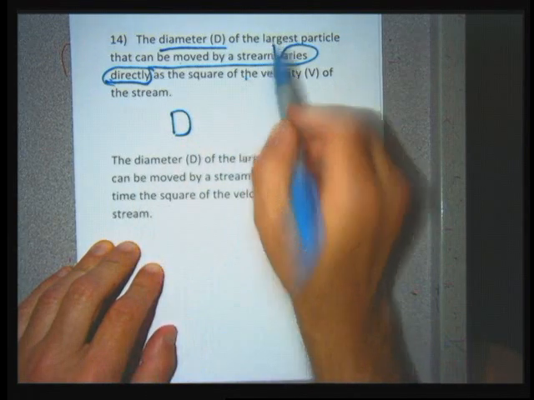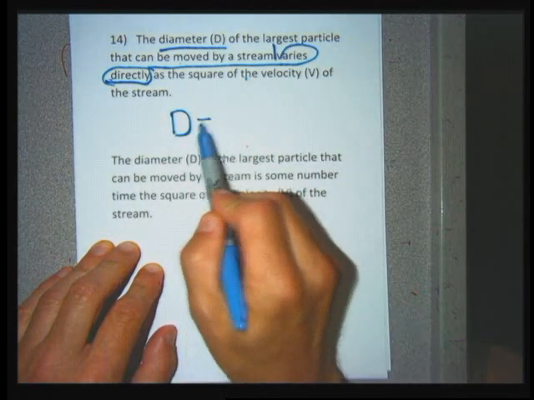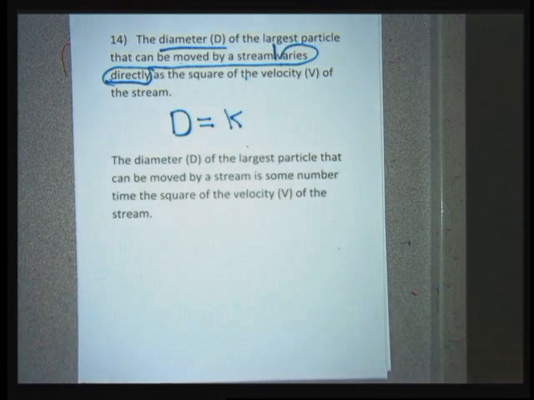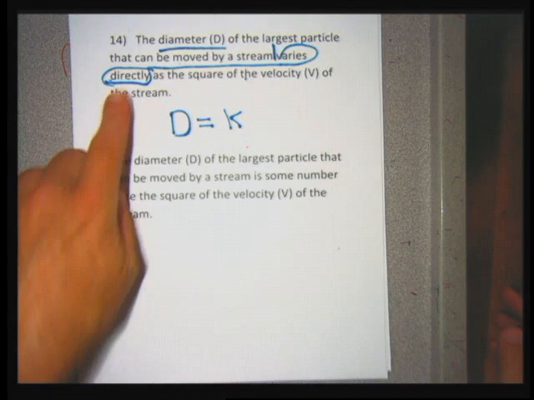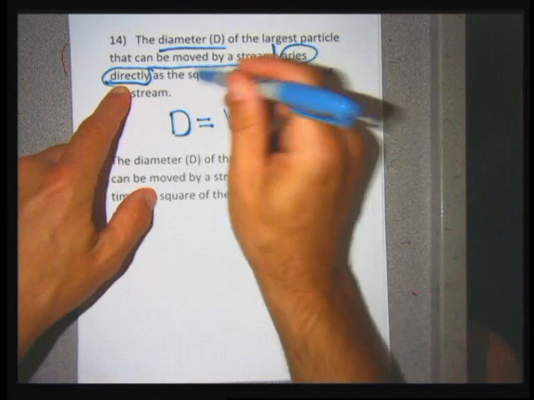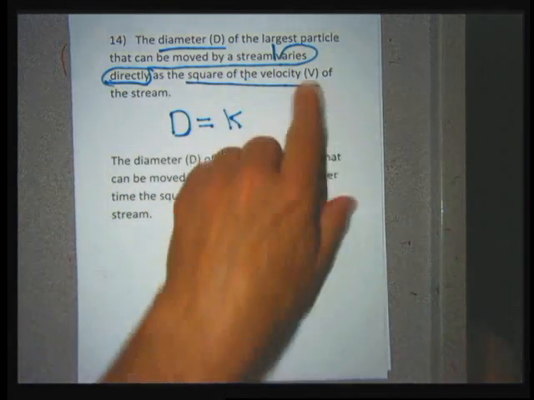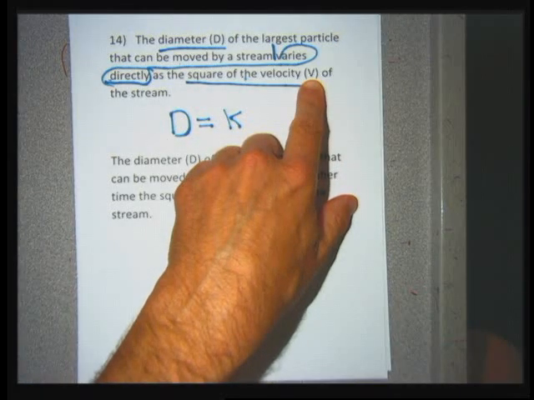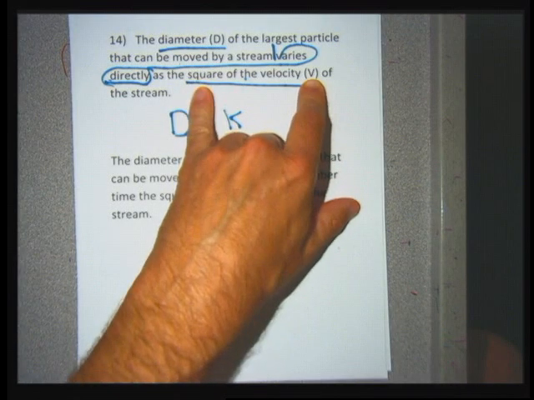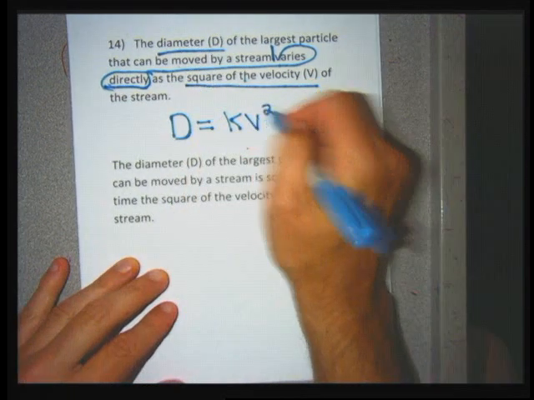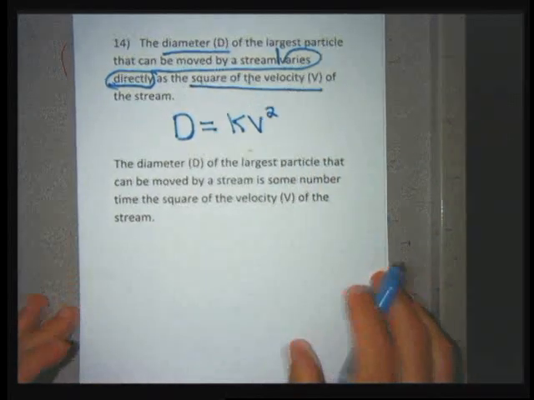And then once I get to the words varies directly, I'm going to get my equal sign and my K. Varies directly I know is multiplication. So I'm going to write a K, and then after the K, something that represents the words after varies directly. After varies directly, it says the square of the velocity. That tells me the letter to use for velocity. I only need one letter after the K. It's going to be a V. But I also have words telling me the V needs an exponent, and the exponent's going to be a 2. And that's the equation I need for number 14.